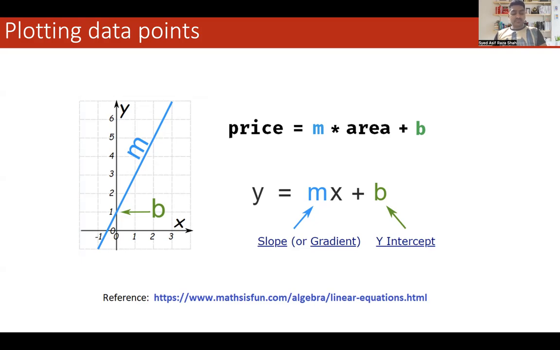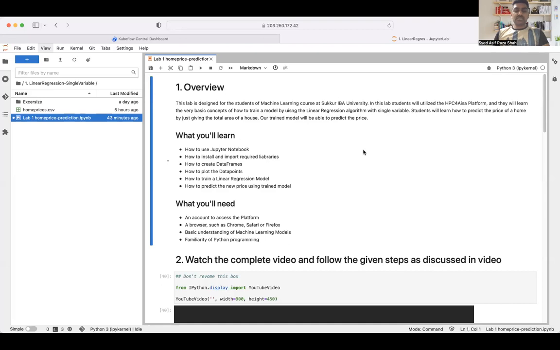Now let's move to the practical part, and we are now going to write the Python code by using our HPC platform. Let me share the screen first. Okay, yeah. So this is the overview of our lab.